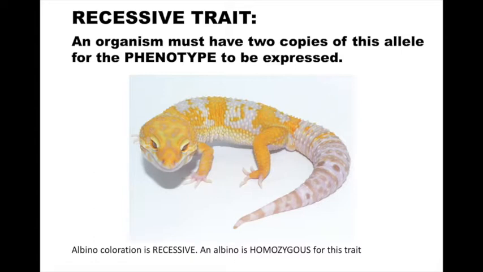Both parents would have to pass on an albino allele for the organism to be albino, and they would have to be homozygous for that allele. You can't have a heterozygous individual with albinism and normal coloration and have it come out as albino, because albino is recessive. It has to be two albino genes in order for albinism to be seen.